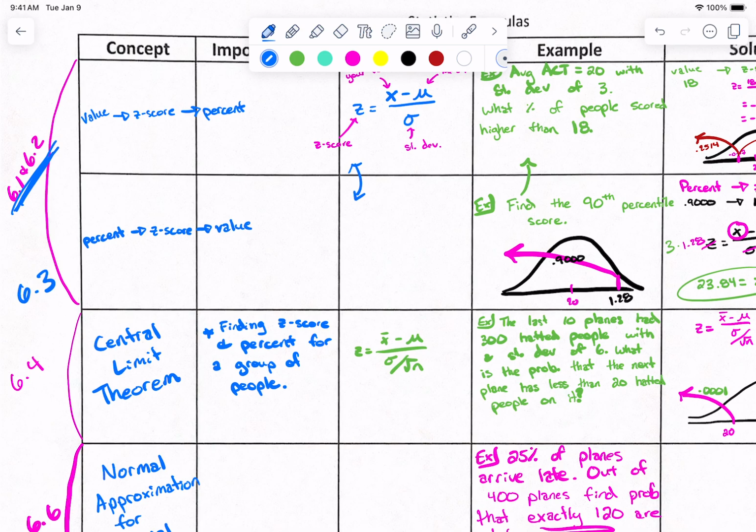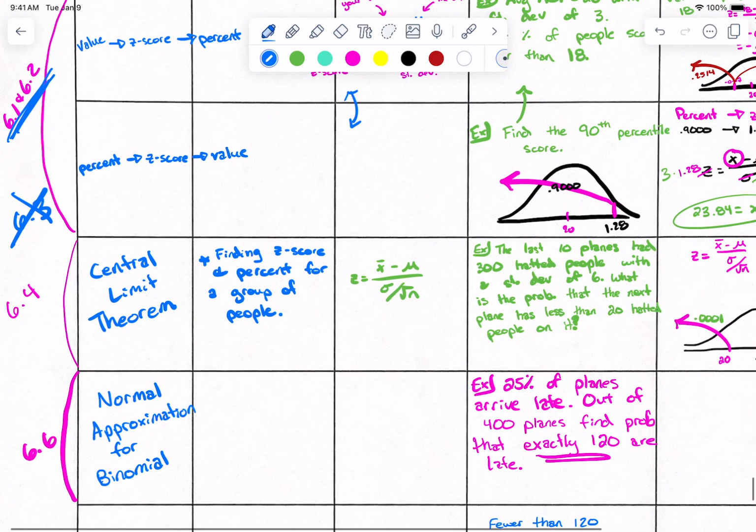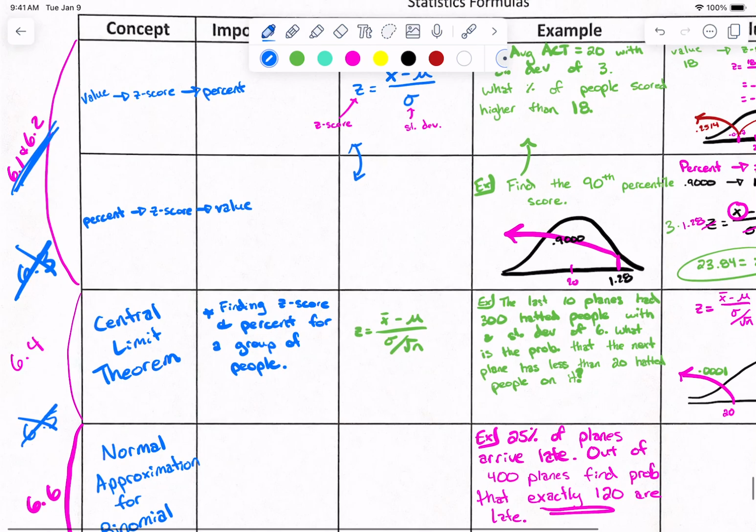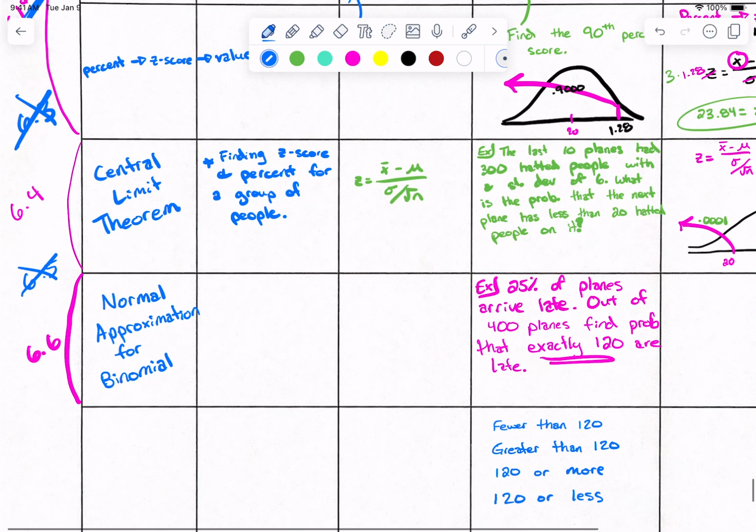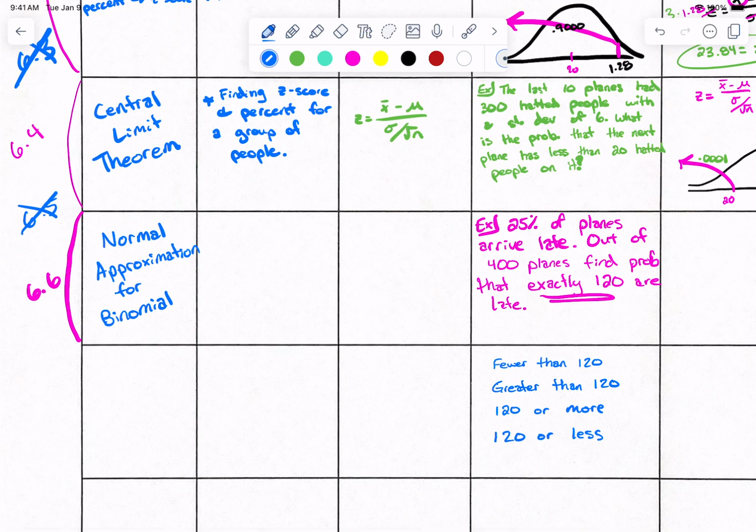I am not going to make you do section 6-3 stuff on the test. So you will not have to do that. If you're wondering why on the review there are no 6-3 questions, that's why. We also skipped over section 6-5, so if you're looking for 6-5 stuff, it is not there. So all we have is 6-1, 6-2, 6-4, 6-6. Got it? We're adding 6-6 today.